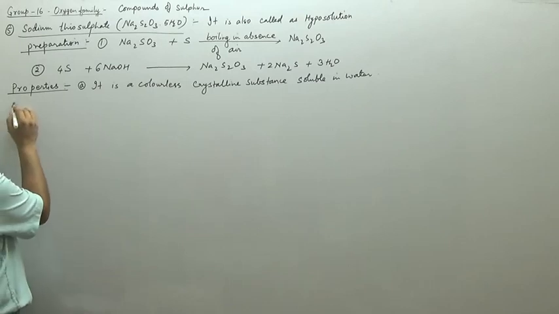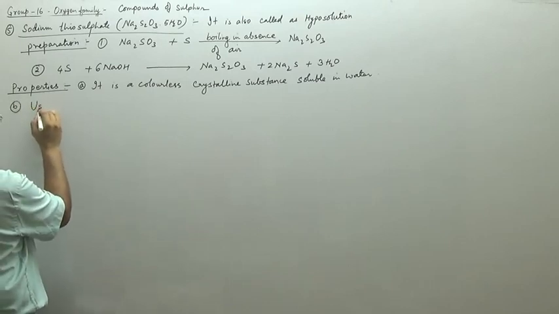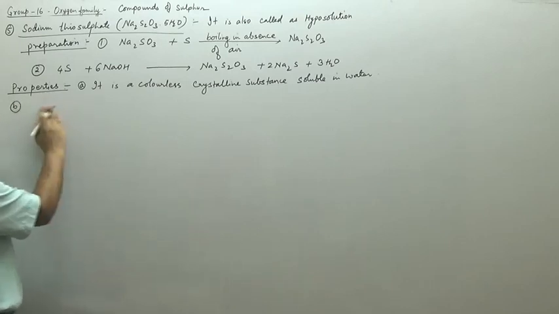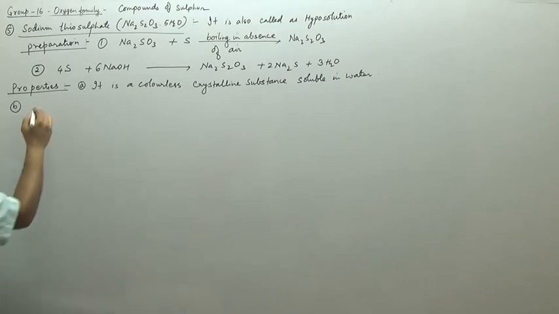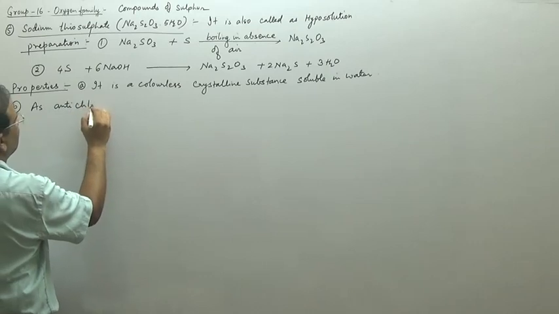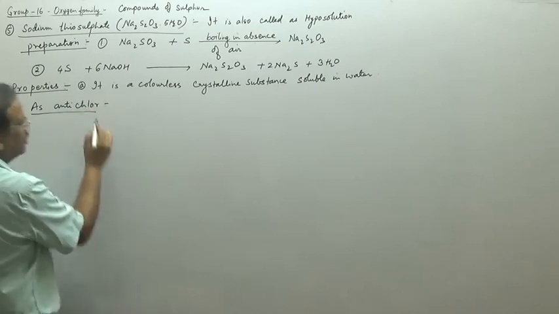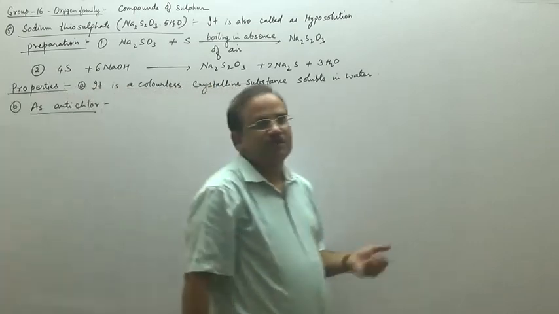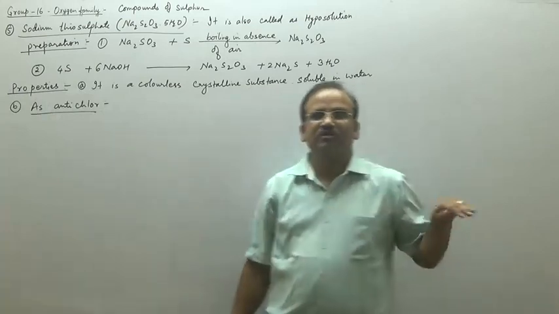It is used as an antichlor. So it is used as antichlor, which is the removal of chlorine. It is the method in which the chlorine is removed in the bleaching process when it is present on the fabrics.